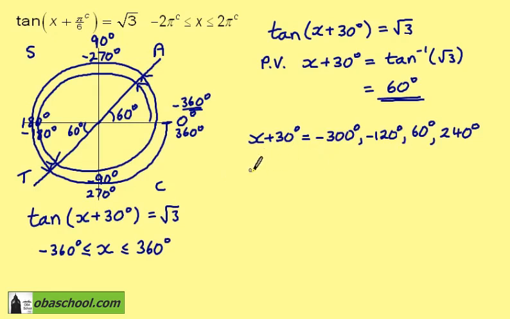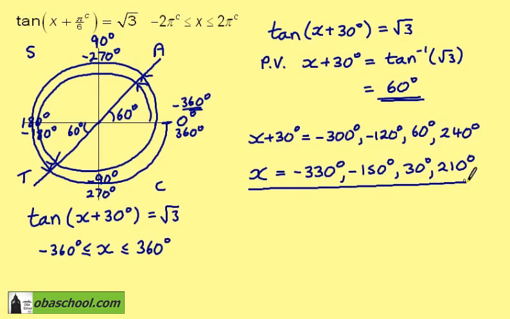Now to find x, we need to subtract 30 from each of these solutions. So x is -330 degrees, -150 degrees, 30 degrees, and 210 degrees.